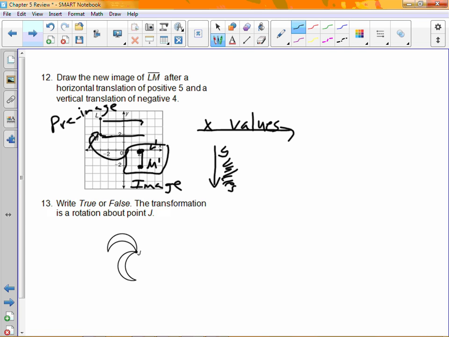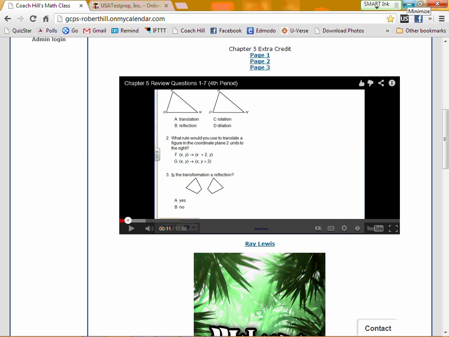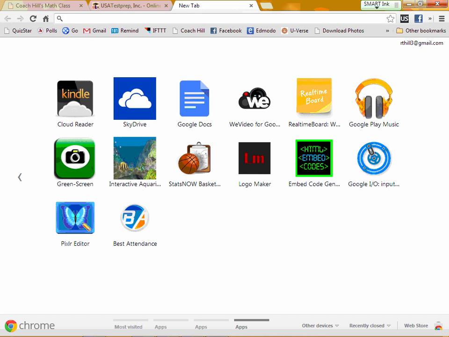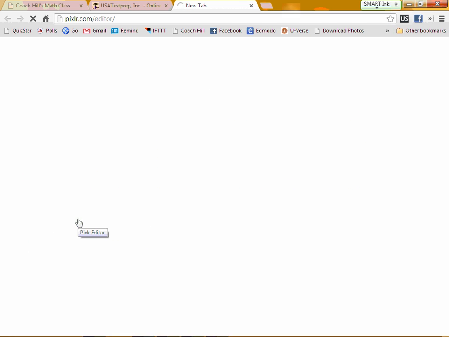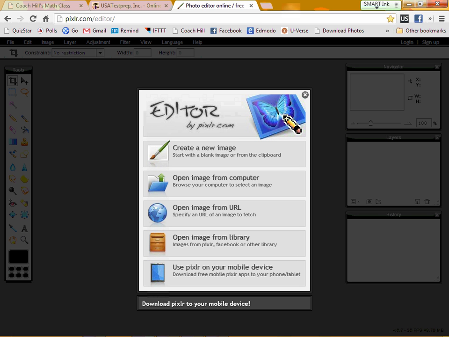Is it a rotation around J? Yeah, it's rotating around J. I've just pointed on J right there and am rotating it around it. Okay, that's the one, guys. That's the one right there that I showed you with, I don't know if you remember, the Pixlr picture I showed you. That's the Pixlr picture where I translated it around. I transformed it, that was the word, and then spun it around.